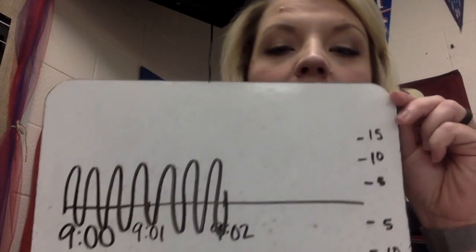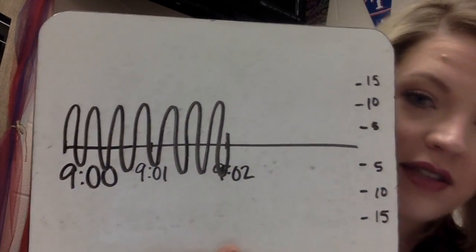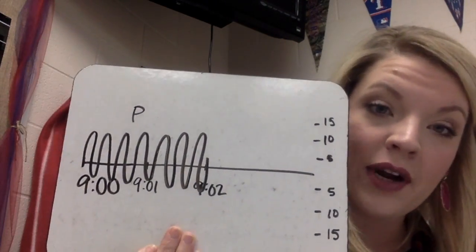Okay, so P waves are 10 millimeters. So I'm going to try to follow my guide so that way they're about 10 millimeters. Okay, so there's my P waves. If you want to mark a P on top, you can, just so that way you can indicate your primary waves. Okay, don't forget P waves is primary, and then S waves are secondary, and they come second.